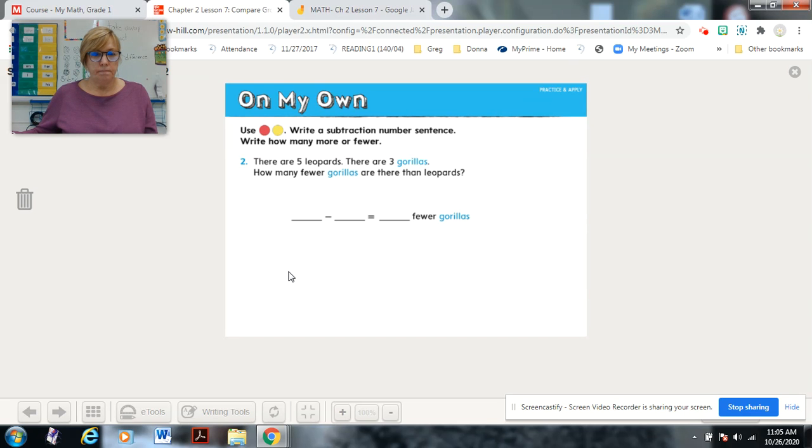Number 2, there are 5 leopards. There are 3 gorillas. How many fewer gorillas are there than leopards? Pause. That's right, 2 fewer gorillas. Number 3, 9 butterflies are black, 5 butterflies are yellow. How many fewer butterflies are yellow than black? Pause and solve. There are 4 fewer butterflies.